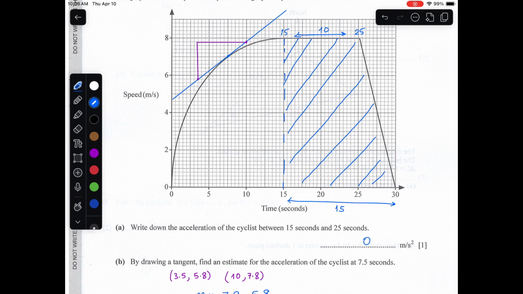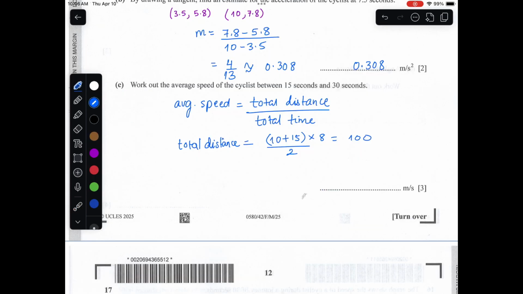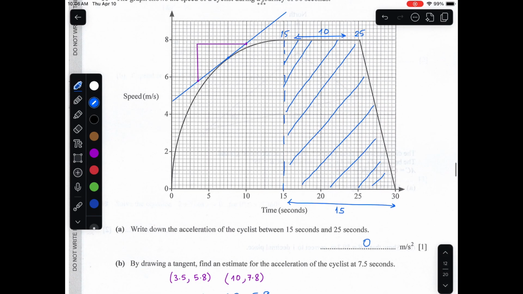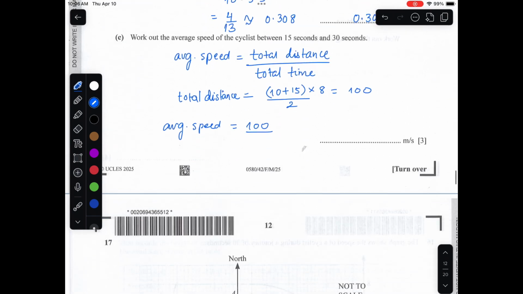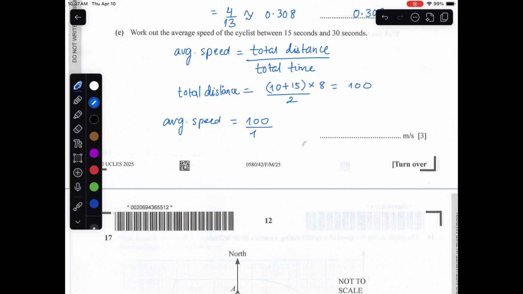So we have calculated the total distance, and we know the total time. The total time that we are interested in is 15 seconds. So the average speed is going to be equal to whatever you have calculated, 100 divided by 15 seconds, and this works out to be 6.67, correct to 3 significant figures.